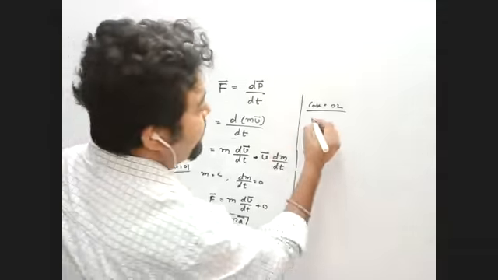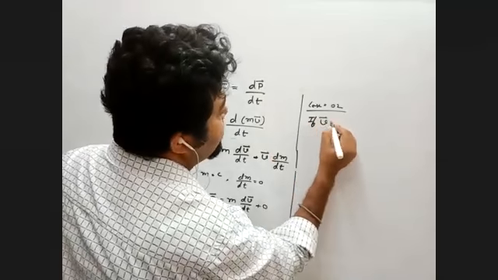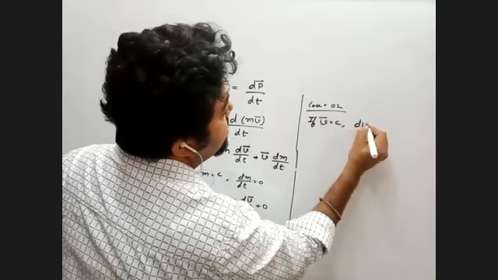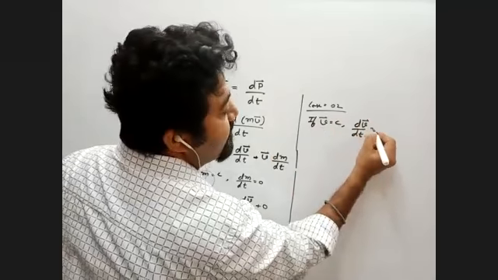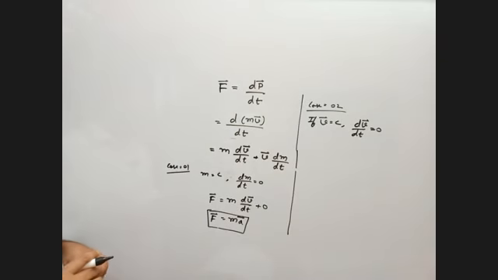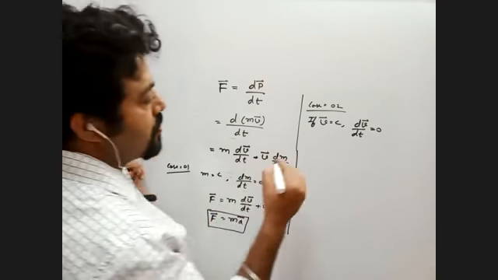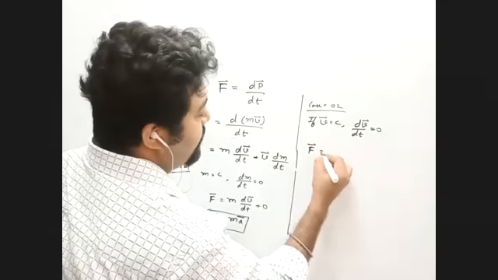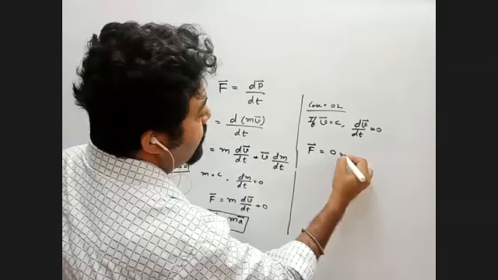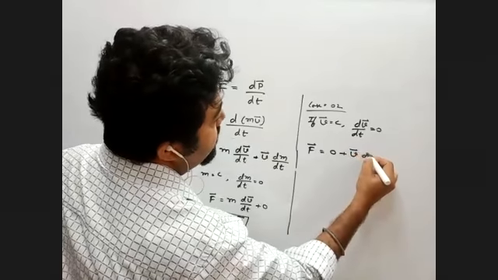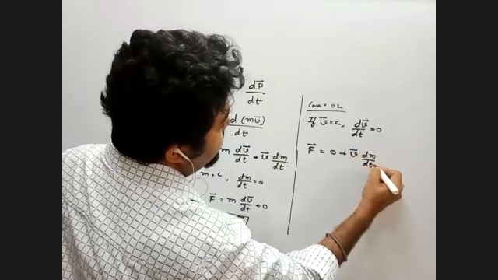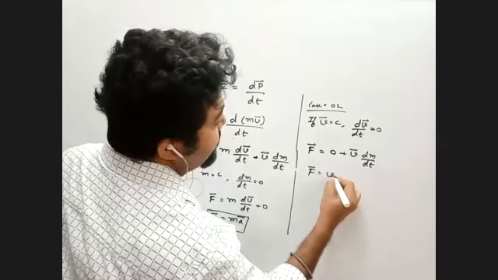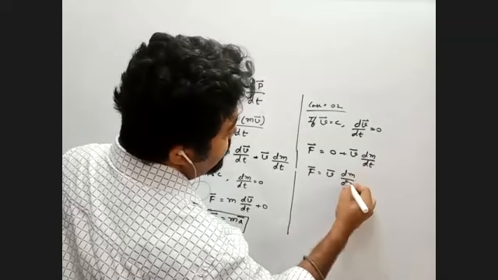So case 2, if velocity is constant, then the change of velocity with respect to time we can say is 0, because the differentiation of a constant is 0. Is it clear? Yes, sir. So force is equal to, now this part is 0, plus v dm by dt. So we can generate force by this process also.